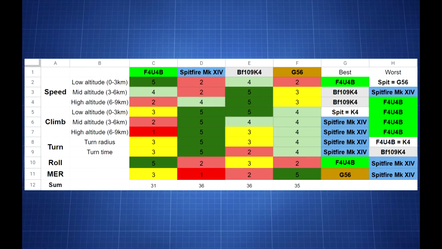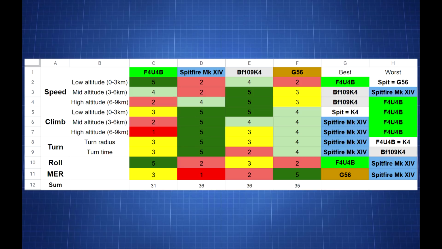The table ranks each aircraft from 1 to 5 in each metric, 5 being the best and 1 being very bad. It repeats what I already said, so I'll go over it quickly. The F4U-4B has the speed advantage at low altitude, and the Spitfire and G56 are relatively slow in comparison. At medium and high altitude, the K4 is the fastest.